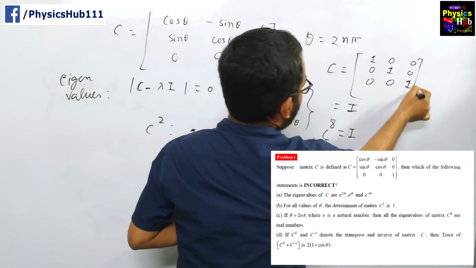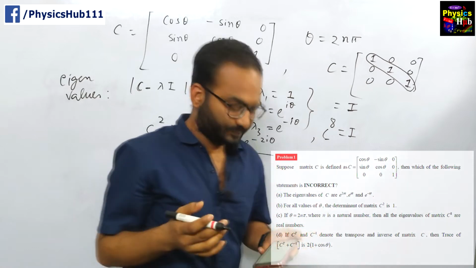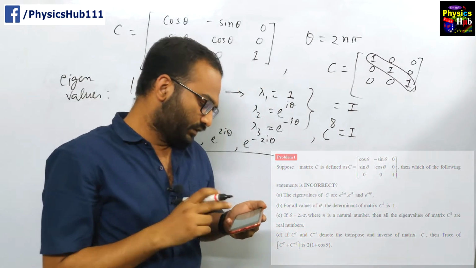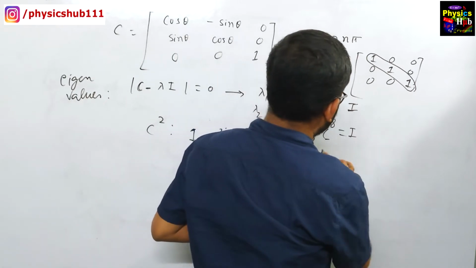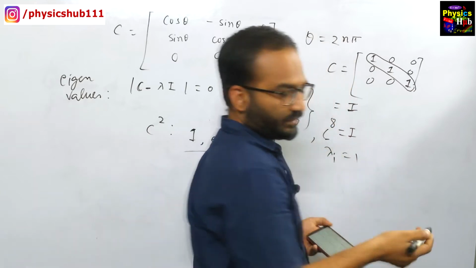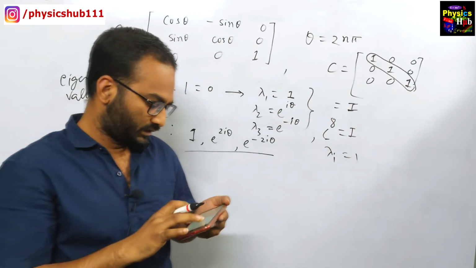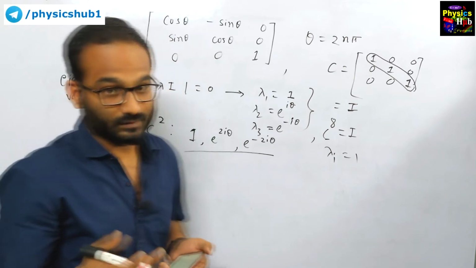And for the identity matrix, the diagonal elements will be the eigenvalues. Okay. So for the eigenvalues of C to the power 8, all the eigenvalues are real, all the eigenvalues are 1. Lambda 1, lambda 2, lambda 3, all of them are 1. So the third statement is also correct. In this logic, you can easily say that the fourth statement will be incorrect.